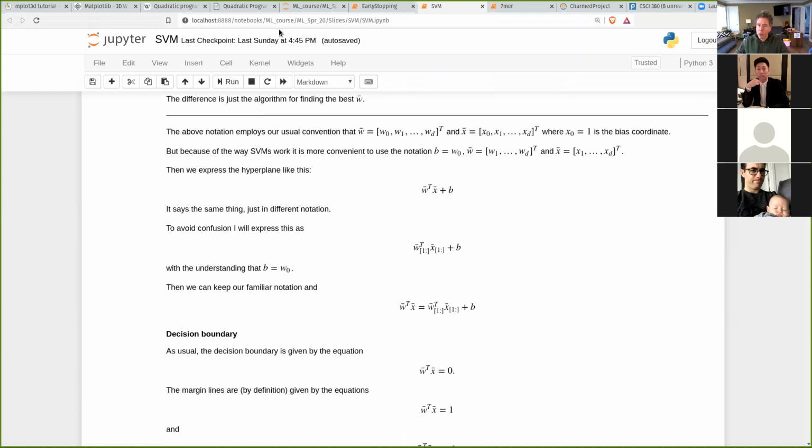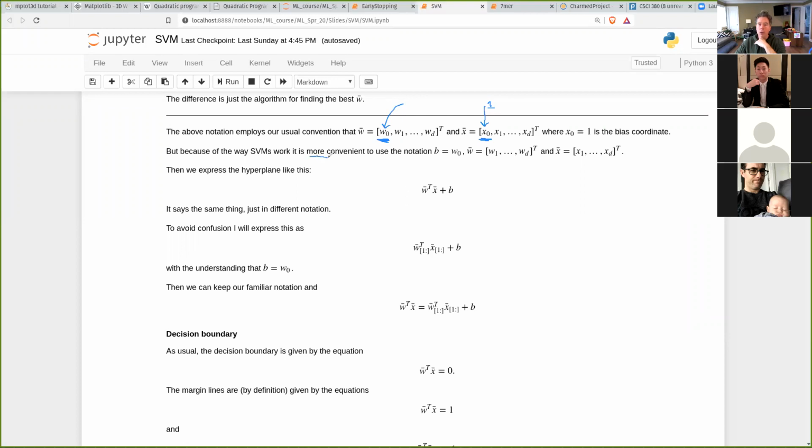Just because of the mathematics behind the way support vector machines work, it's usually presented in a slightly different way, with different notation than we normally use. We normally have this dummy variable x0, the bias bit. It's always 1, and we do that so that the bias coefficient can just be a part of w.